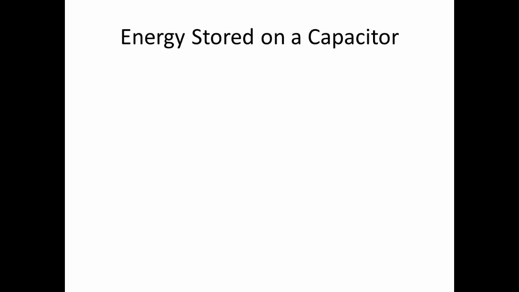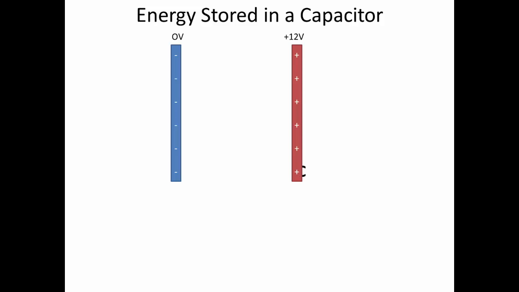We're going to look at the energy stored on a capacitor. First of all, we have these two plates which basically make up what the capacitor is. The potential difference between the plates is equal to 12 volts. Now we move a negative charge from the positive plate to the negative plate, so we basically have to do work.